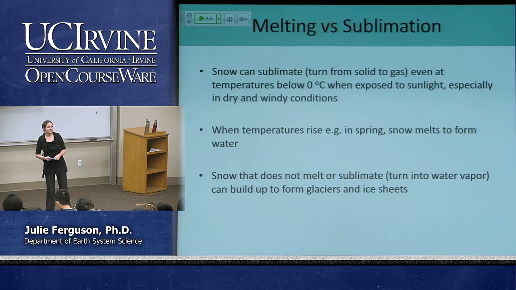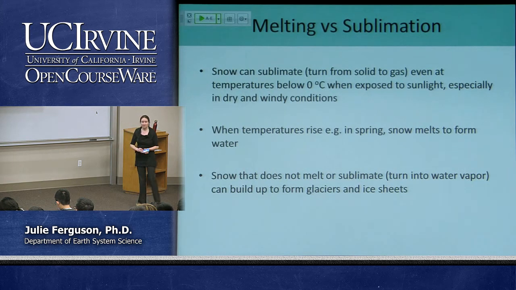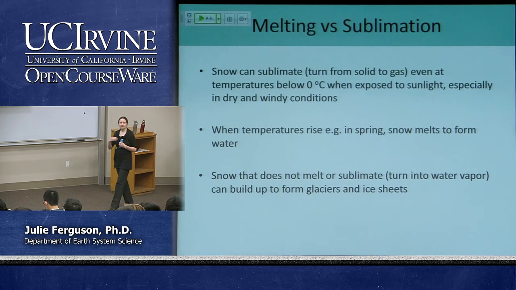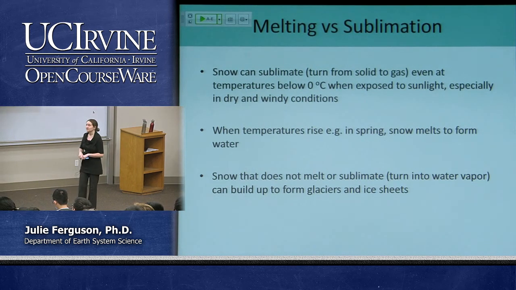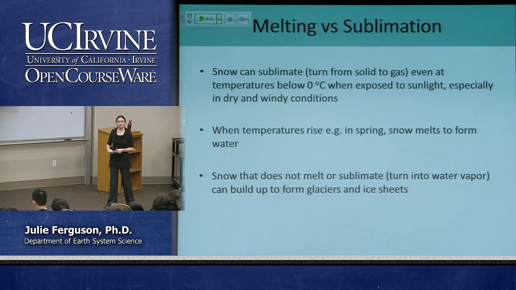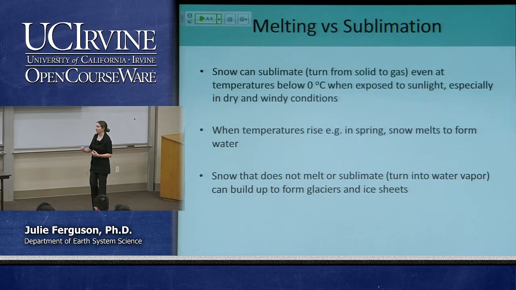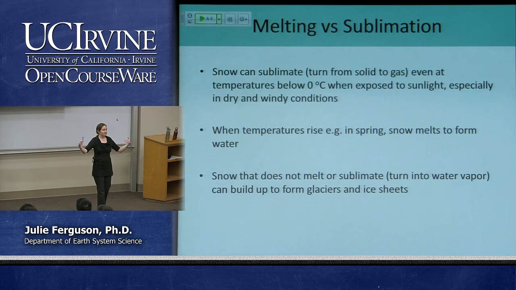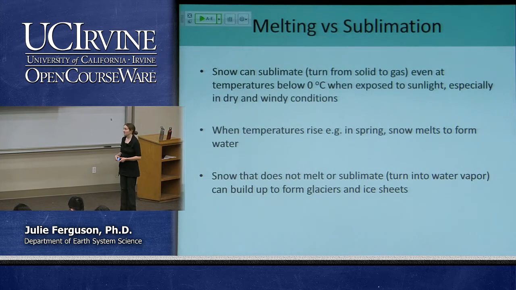So what happens to snow? We have snow on the ground, and it can sublimate. Remember, that's that process where it doesn't melt first. It just goes straight from a solid to a gas. It can also just melt when temperatures rise at the end of your winter. But some snow might not melt. And if that snow sticks around for more than 1 year, in fact for several years or decades, then it can build up and form ice. And that's really the process where we build our glaciers and our big ice sheets. It all started from these little individual snowflakes.